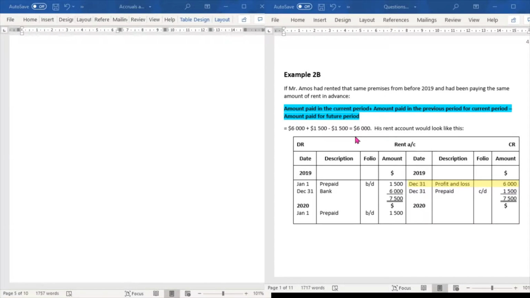Remember, only amounts relating to the current period should be transferred to the profit and loss account for the current period. If amounts are paid for a future period, that must be deducted. If an amount was paid for a past period, that must also be deducted.